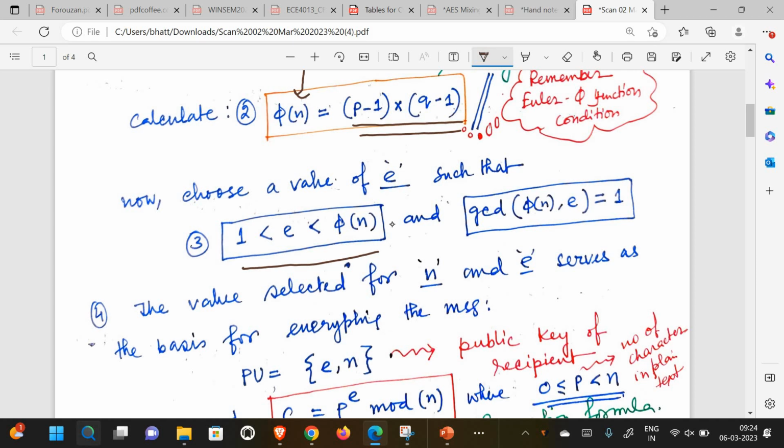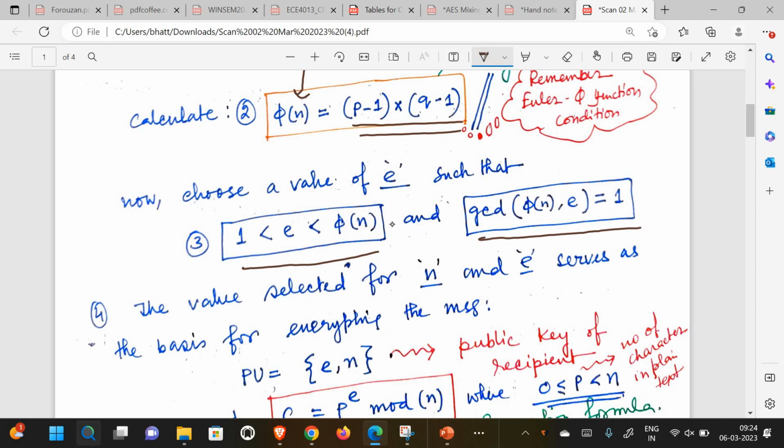Whatever the phi n value you got out of (P minus 1) times (Q minus 1), E should lie somewhere between 1 and phi n. The other condition is that the GCD of phi n and E should always be equal to 1. So these are the two conditions. You can choose any E which lies within the range and satisfies the condition. We'll take an example and understand this carefully.